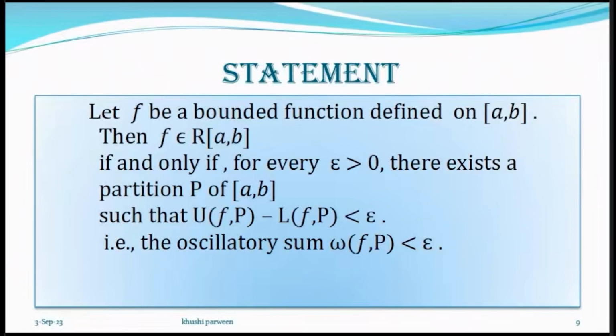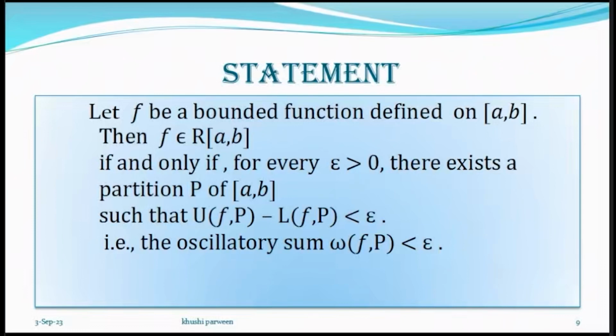Similarly, we get the lower sum by applying the same formula, the summation from i equals 1 to n of m_i delta_i. Here 0 is our infimum, so the lower sum is 0. The lower sum is equal to 0 and the upper sum is equal to 1 for every partition P of the closed interval [a, b].